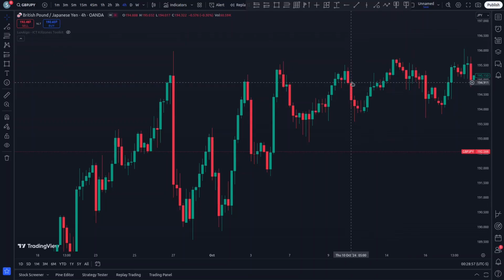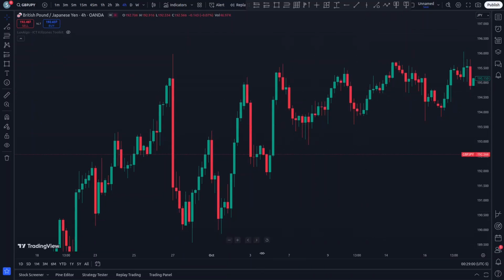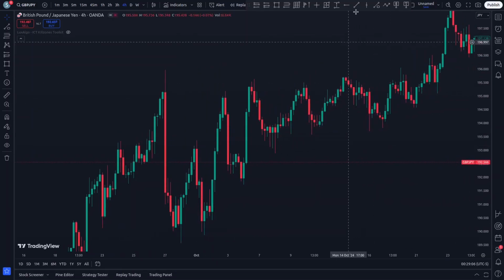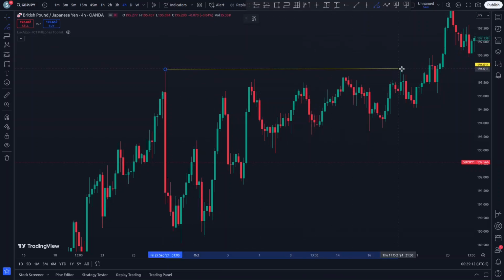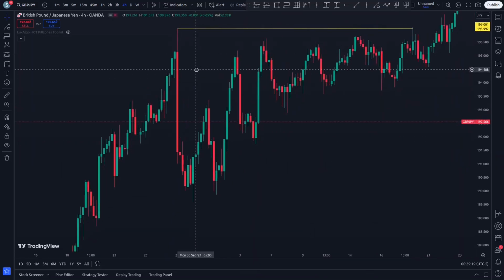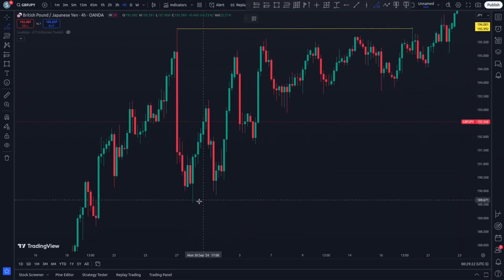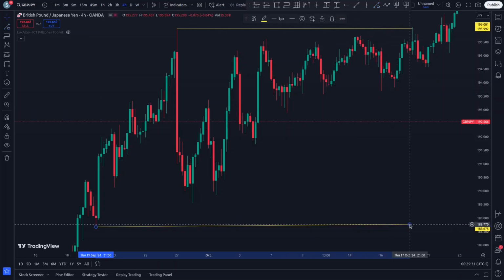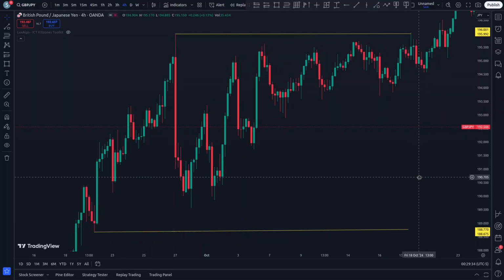In this market scenario, this was the highest point the market reached, and prior to this high, this is the low. This is another low, swing point.